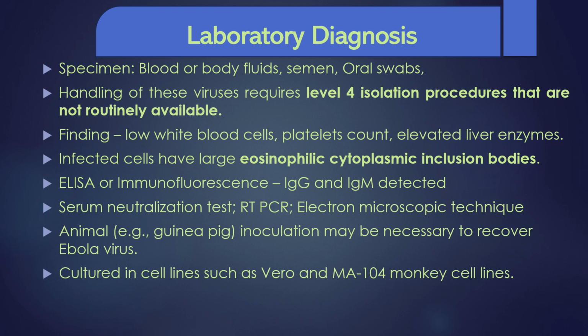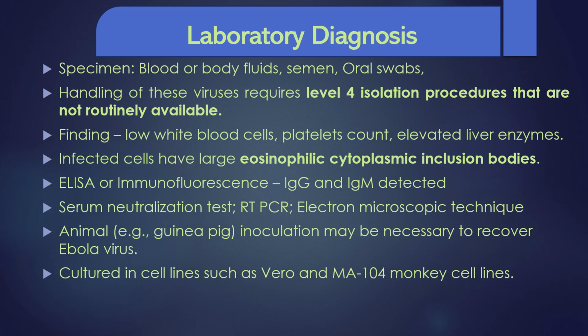The test that can be performed to identify the virus is the ELISA or immunofluorescence that detects the presence of IgG and IgM antibodies. The other tests include serum neutralization test, molecular level identification that requires RT-PCR, and the electron microscopic technique identifies the morphology of the Ebola virus.